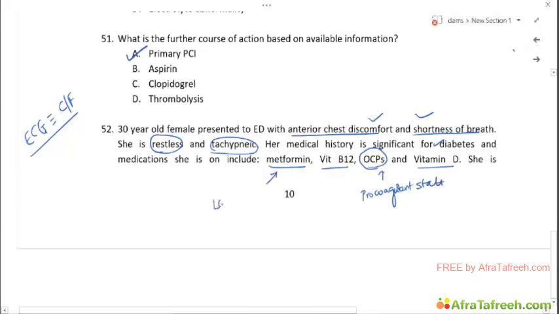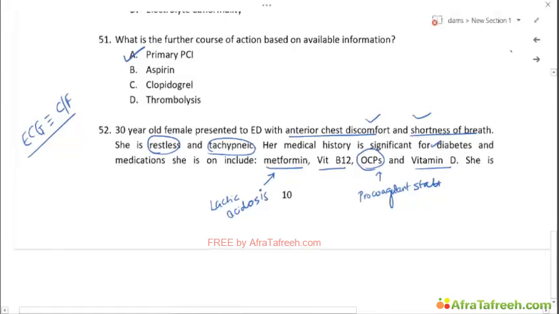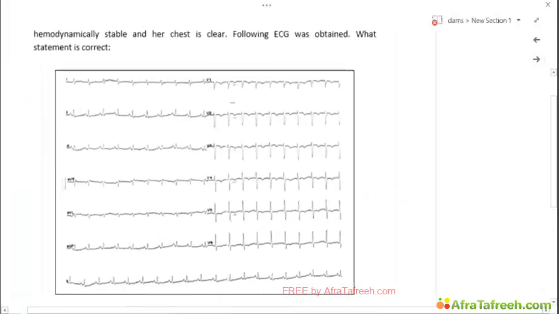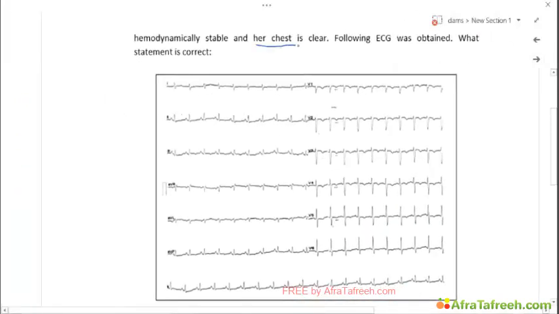Metformin predisposes to lactic acidosis. Okay, so these are important differentials, and vitamin D as well. So now continuing the question, she is hemodynamically stable. Her chest is clear. The following ECG is obtained, and which statement is correct? Now, clinically, she is a young female.